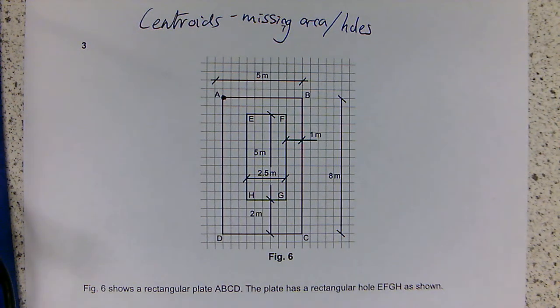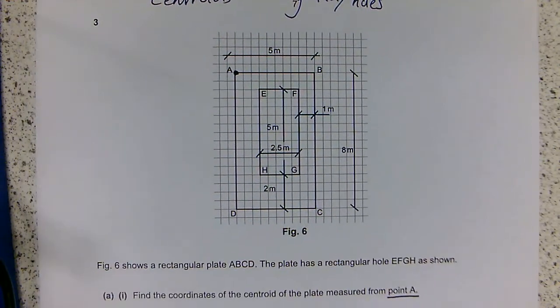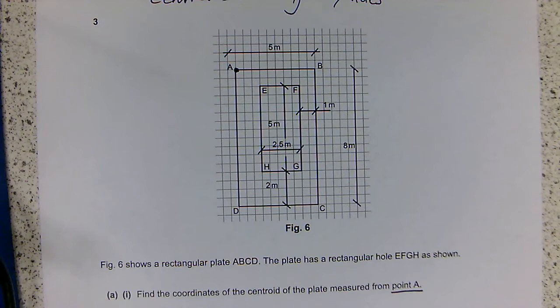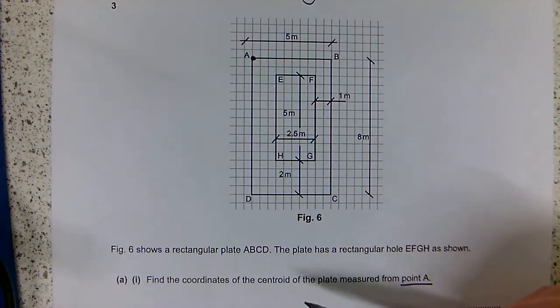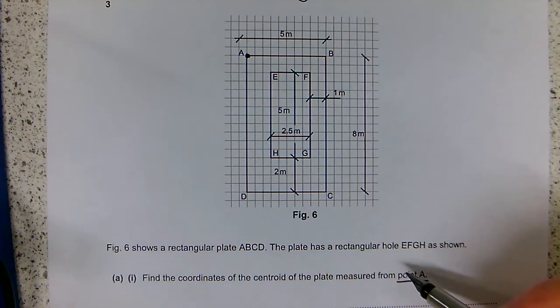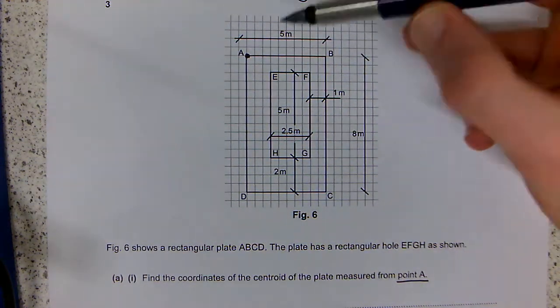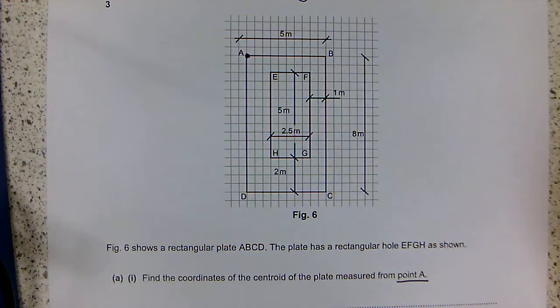Okay, this is a recap video on finding the centroid of a shape with a missing area or a hole in it. This is an exam style question. Looking here, what's it asking us for? Find the coordinates of the centroid of the plate measured from point A. So we need to put our axes at point A and all shapes need to be measured relative to this.